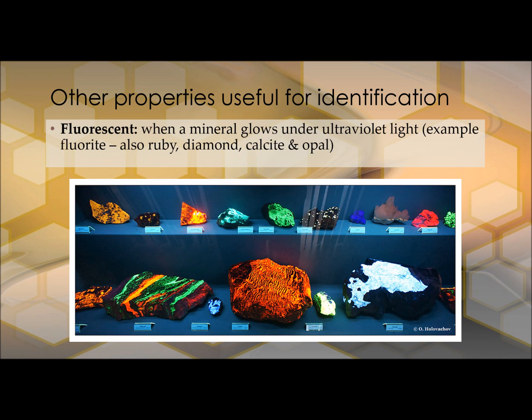Fluorescence is pretty cool. If you put your mineral in a black light, a UV light, it will glow if it's fluorescent. Fluorite, which gives us the name fluorescence, is the most well-known example of a fluorescent mineral, but also rubies, diamonds, calcite, and opal will fluoresce.